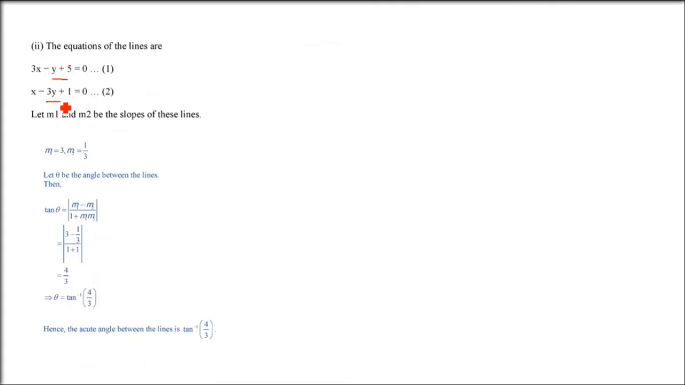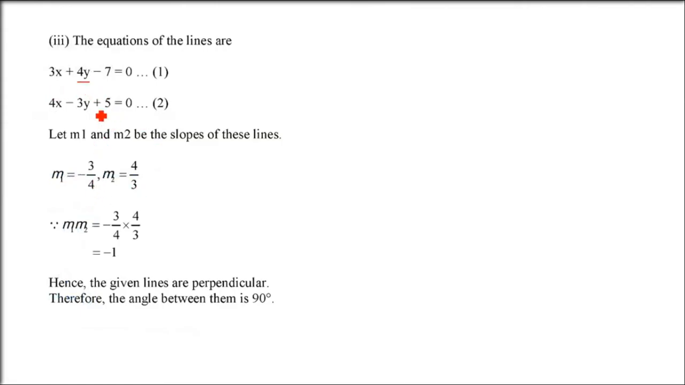Now the second part, you do the same thing. Find m1 and m2 and put them in the formula. You will get tan theta as 4 by 3. We don't know the value of tan inverse 4 by 3, so we'll just write theta as tan inverse 4 by 3.